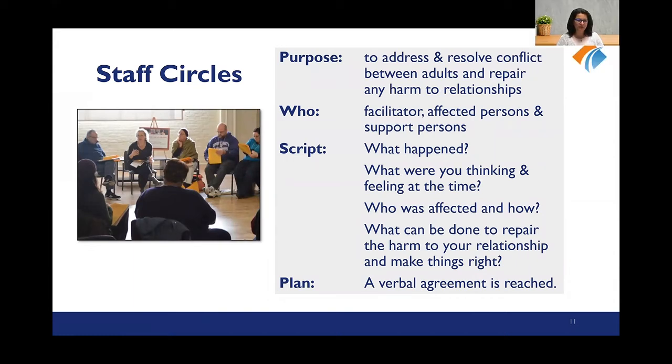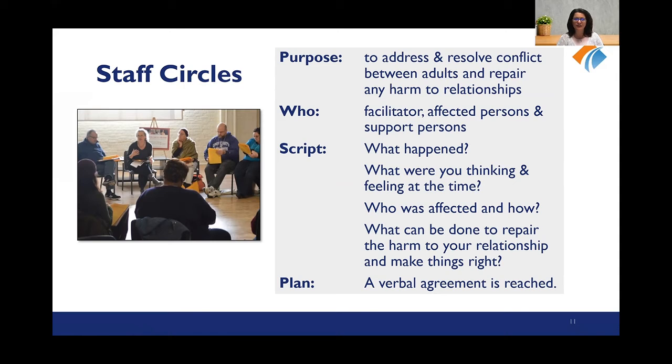Our next example is an example of staff circles. Sometimes the adults in the school community encounter conflict with each other that harms relationships. So restorative practices at Tier 2 are not only for students, they're for staff as well. So who might facilitate this? Probably a neutral party. In our school, we use members of the RJ team to help.